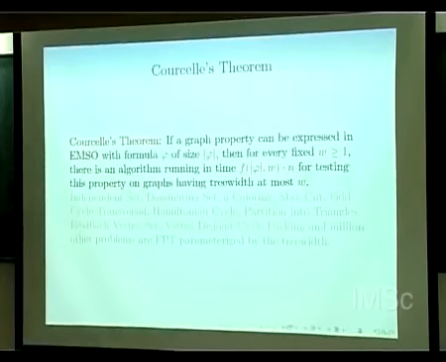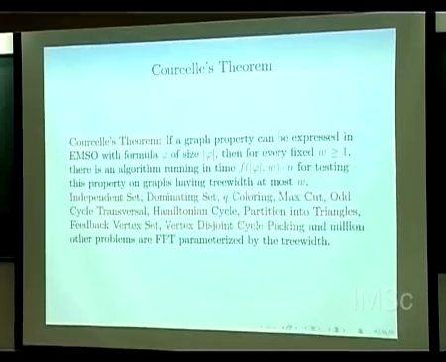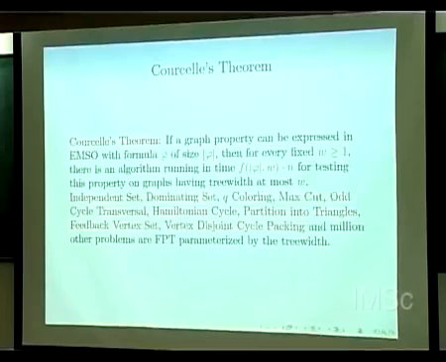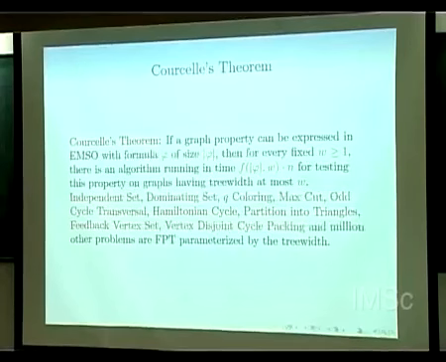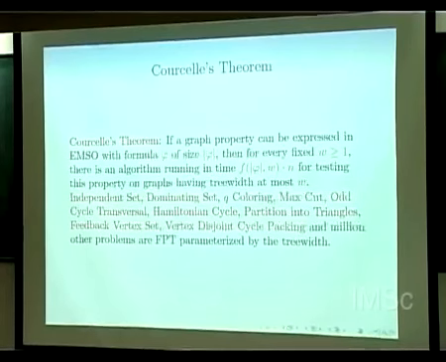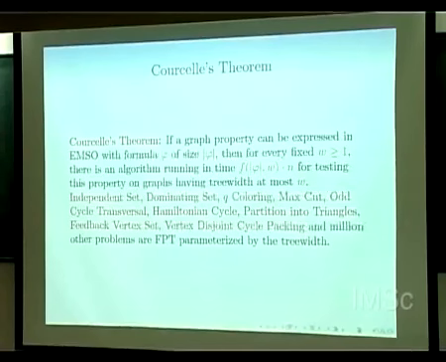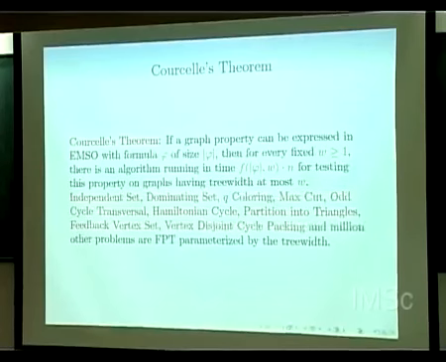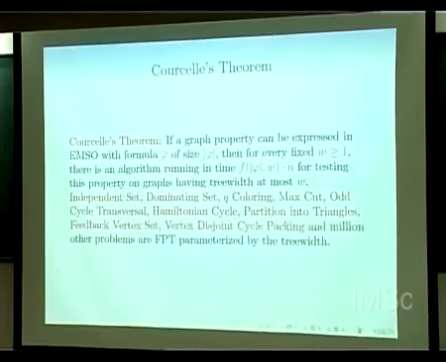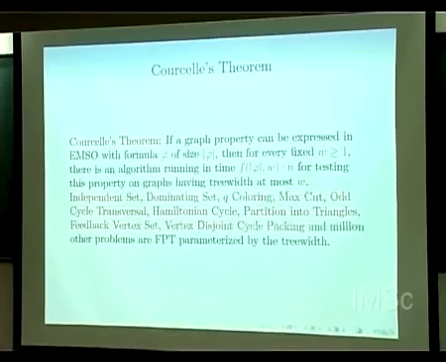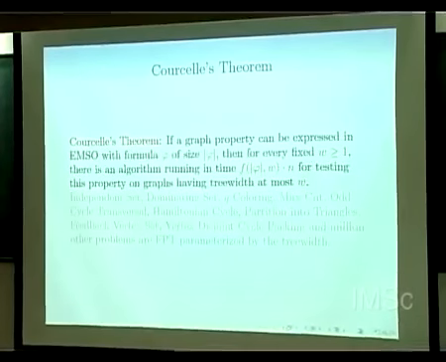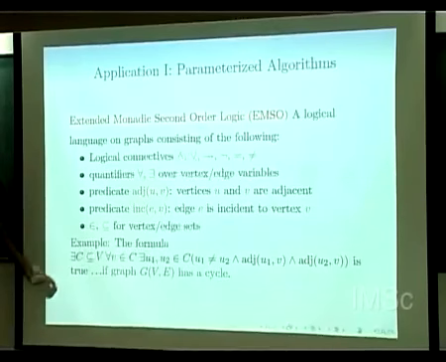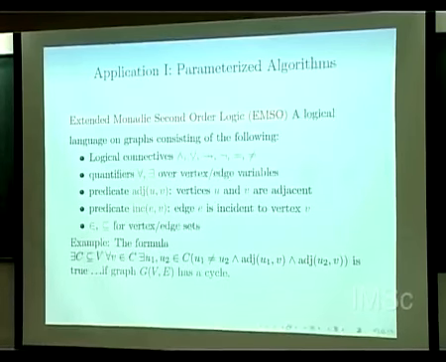And there are many other properties which can be expressed in this language, like independent set, dominating set, coloring, max cut, odd cycle transversal, Hamiltonian cycle, partitioning into triangles, feedback vertex set, vertex disjoint cycle packing, and a million other problems. So imagine, we know how to construct trees with 2 labels. Now if someone asks you a problem in your exam, and if you can express whatever the guy wants you to find in some small formula, then you know that it has a linear time algorithm. At least you know.